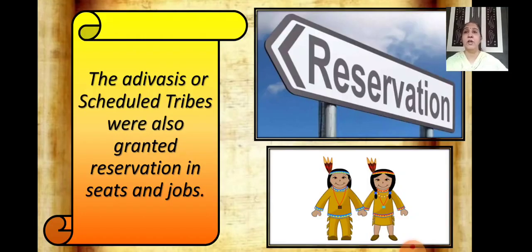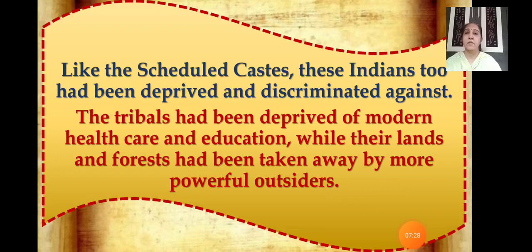Then he said that along with the former untouchables, the Adivasis, or we can say the scheduled tribes, were also granted reservations in seats and jobs, right? You have learnt about the Adivasi tribes also, right? And we have seen that even they now have reservations. Like the scheduled caste, these Indians too have been deprived and discriminated against. Even the scheduled tribes, that is Adivasis, had been neglected by society. But after the reservations, even they could get jobs wherever they required.